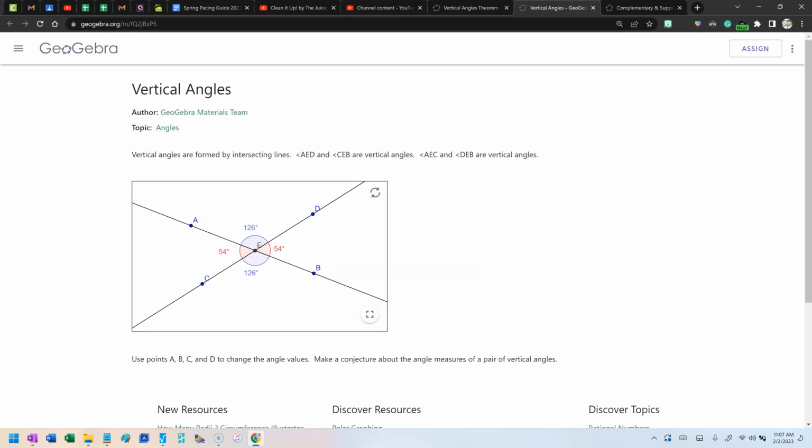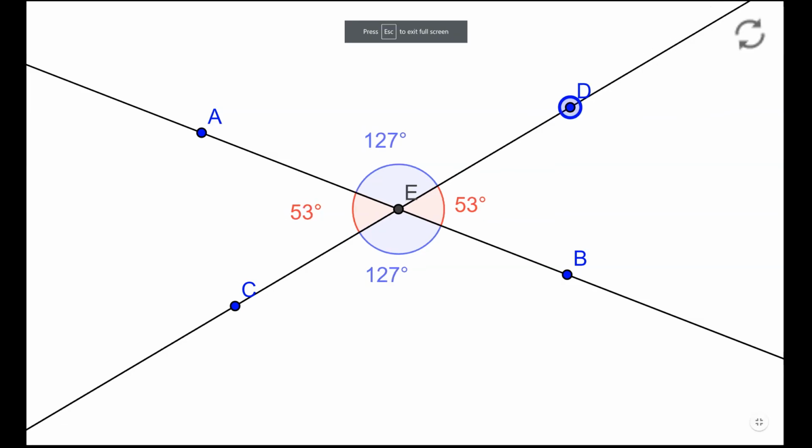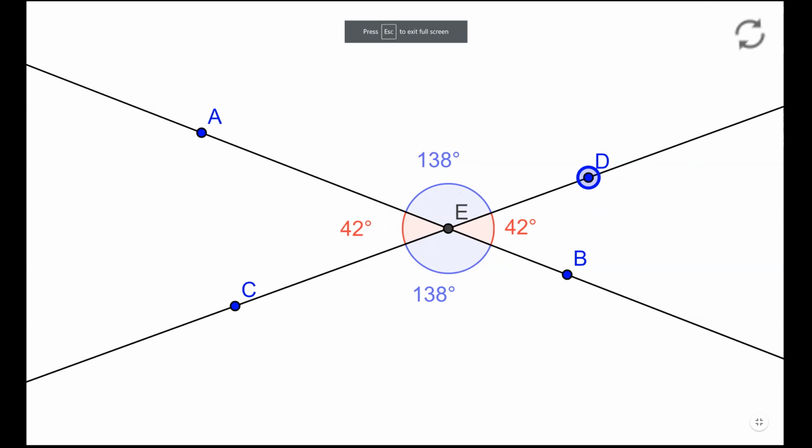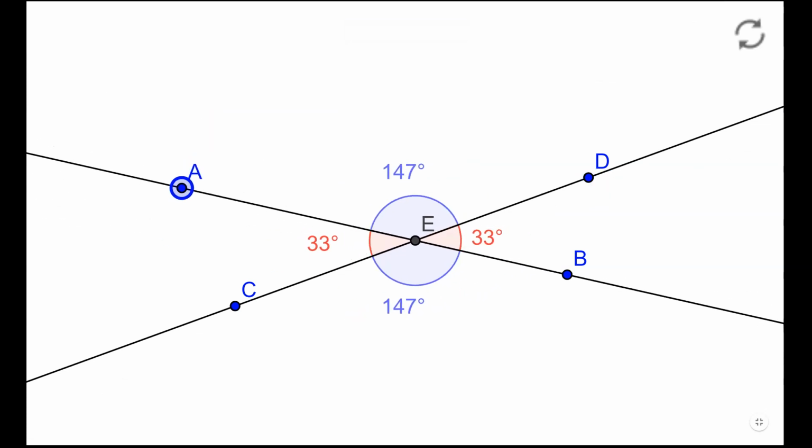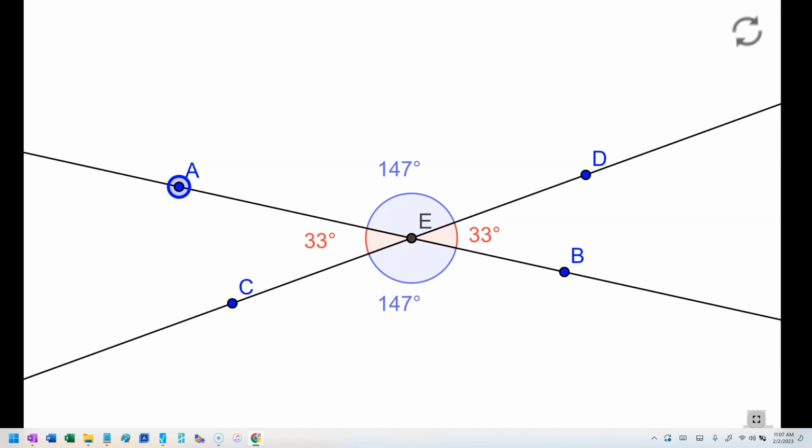And then we know that those angles are equal. So if I actually pulled up numbers, this is the other GeoGebra we had, right? All the ones across from each other are always equal or congruent.